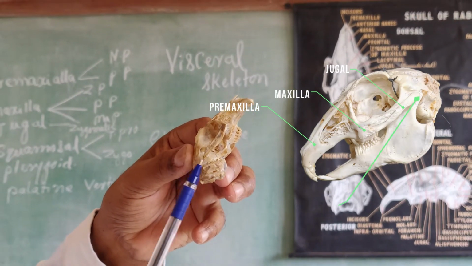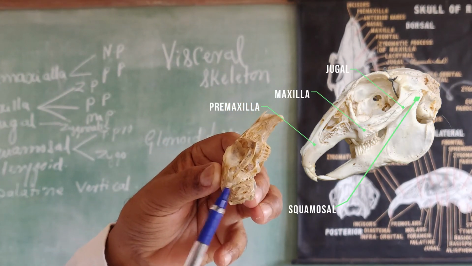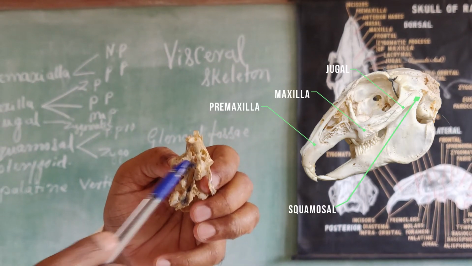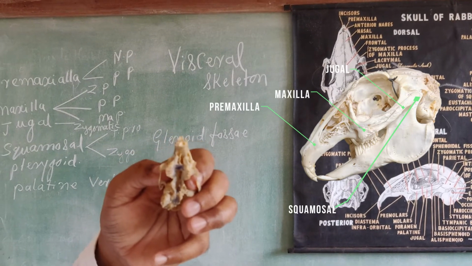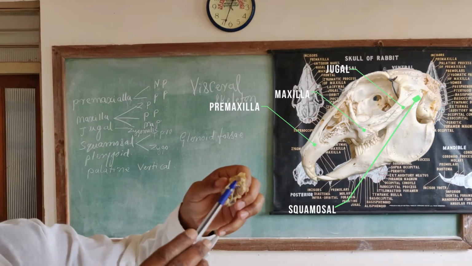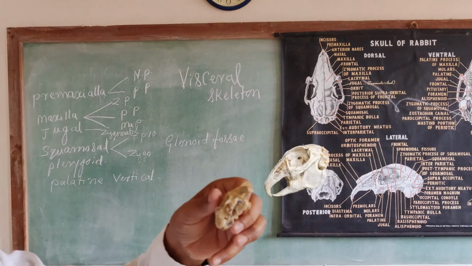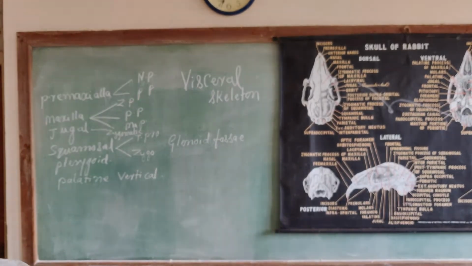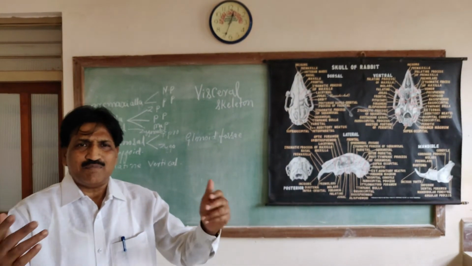It is almost a flat and curved bone. This is called the squamosal. The inner part is called the palatine. So how many bones are there? Premaxilla, maxilla, jugal, squamosal, and the last one is the palatine. These are the structures present in the upper jaw.